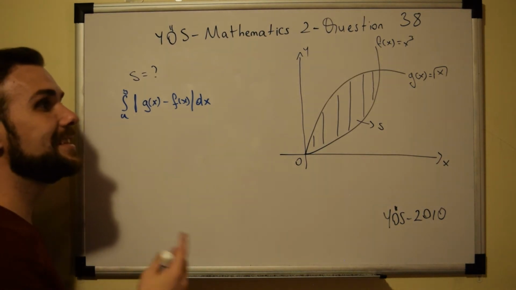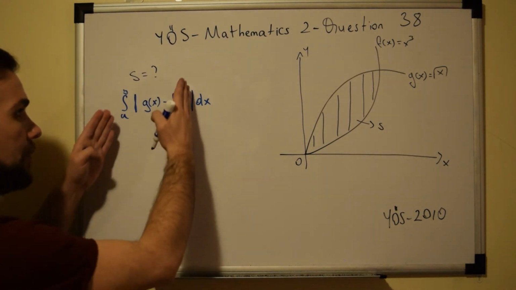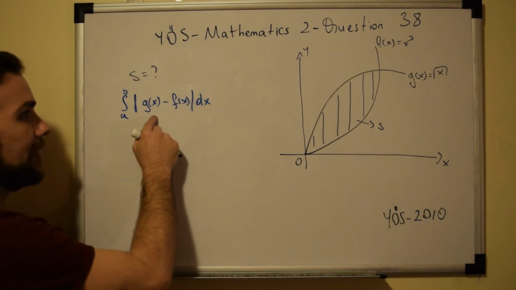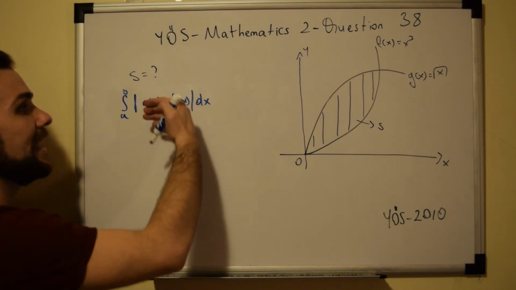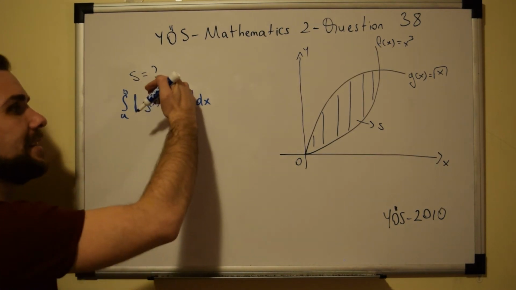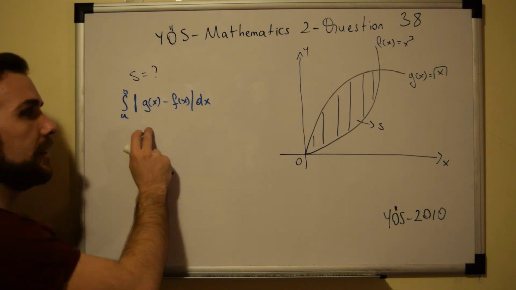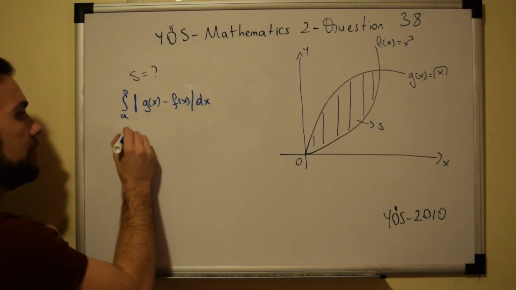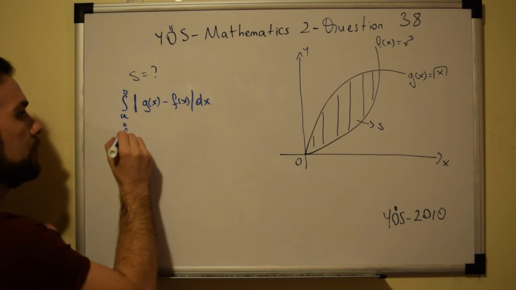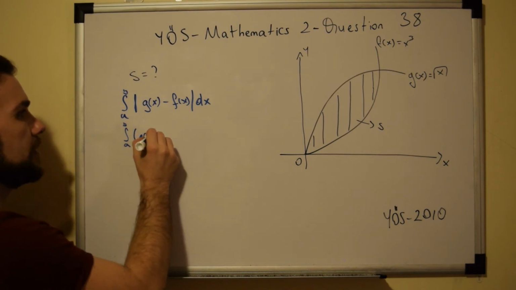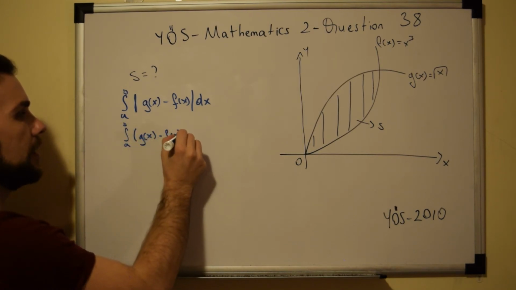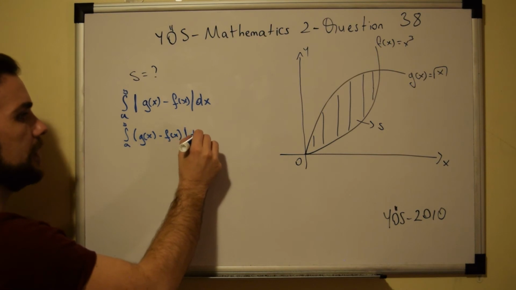Now, why is this important to know? Because now that we have the absolute value and we know that gx is greater than fx, it means that the same expression will go out of the absolute value. So what do we have here? We have the integral from a to b of gx minus fx times dx.